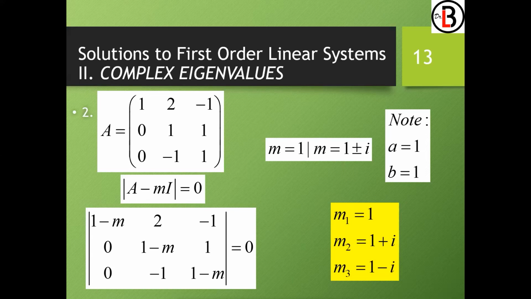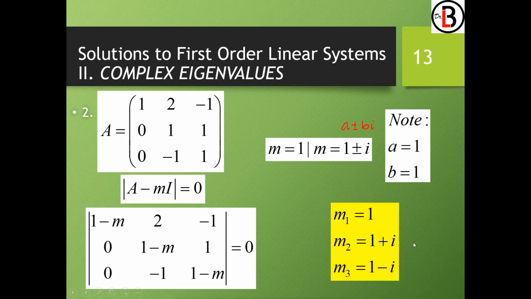So with that, you know that this one is in the form of a plus and minus bi. A is the fully real aspect, and then the bi is the complex aspect of the root. So we can say here that a is just 1, the coefficient. b, since it's just i, is also equal to 1. So your m1 is equal to 1, m2 is equal to 1 plus i, m3 is 1 minus i.